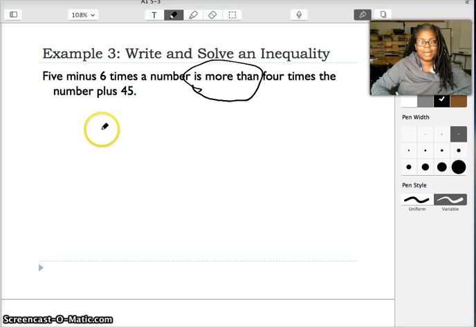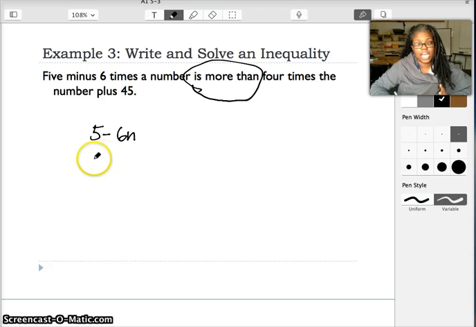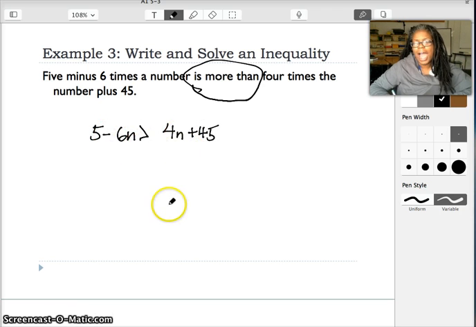So 5 minus 6 times a number, right? It doesn't say 5 less than 6 times a number. It says 5 minus. So that's giving us kind of an instruction. Take 5, subtract 6 times a number, and that is more than. So "is more than" is going to give us that greater than sign, 4 times the number plus 45. I'm wondering what kind of number this is. 5 minus something. I'm thinking this number must be negative. Let's see what we get.